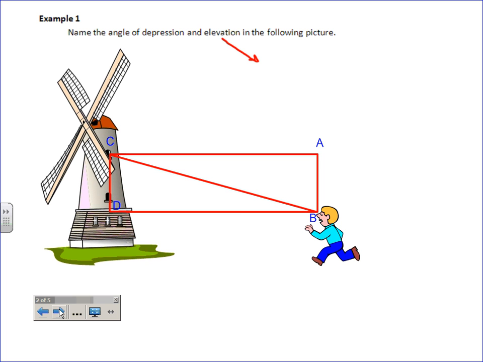And so if we had to name that, can I just say angle B? Is that good enough for this one? Unfortunately not, because there's a bunch of angles there. So we could say CBD, because here's where he's looking straight ahead, here's where he's looking up. It's the difference, so CBD would be one way, or DBC would be fine.